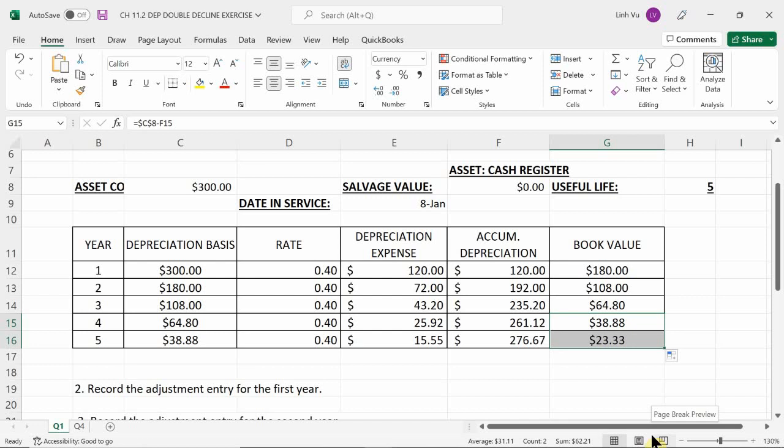But let's really think about it in real life. Is it worth it to continue to depreciate your register? At this point, you've got broken buttons, a receipt tape that doesn't print out properly, and your cash drawer doesn't open because the spring is broken. In this case, is $23 even worth it? No. You're better off investing in a newer machine, right? So this is the decision that you have to make.